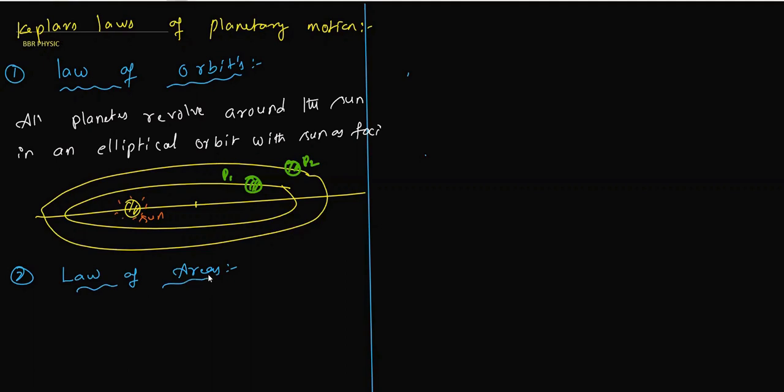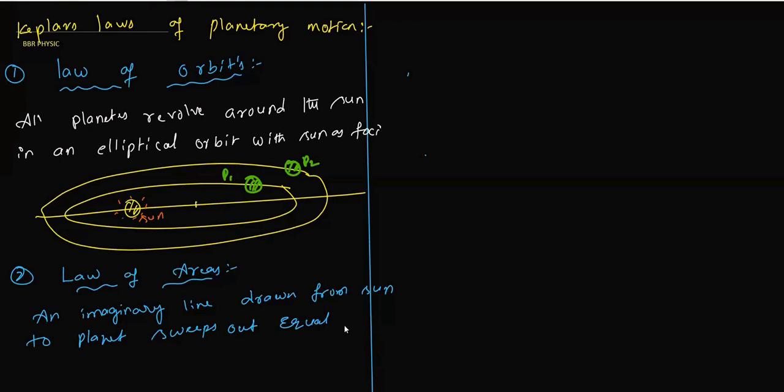So what does it state? An imaginary line, we are assuming one imaginary line drawn from the sun to the planet sweeps out equal areas in equal intervals of time. Equal areas in equal intervals of time.